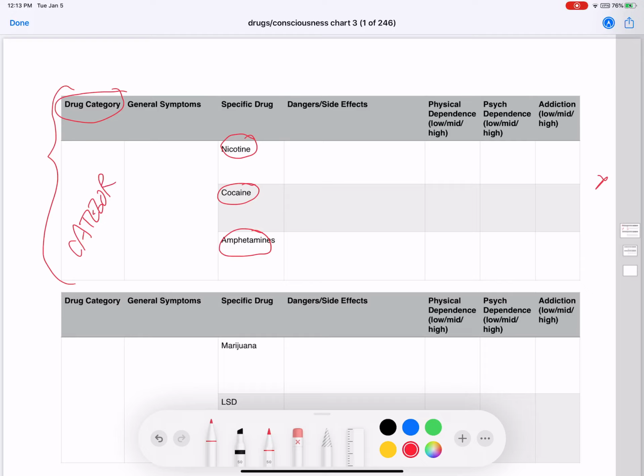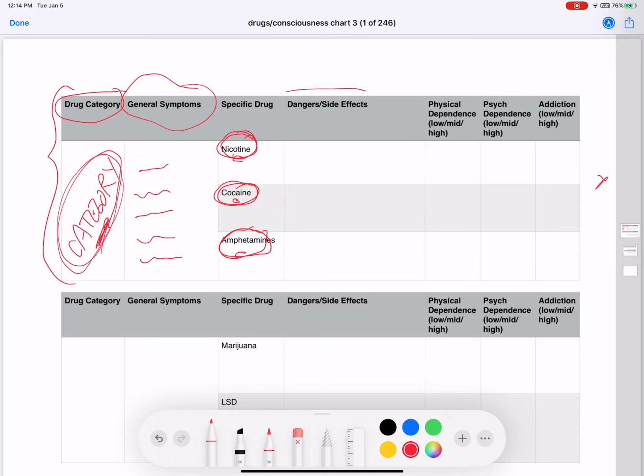So we're going to be looking at there are amphetamines, there are depressants, there are hallucinogens, and so on and so forth. So you're going to have to figure out which category do these 3 drugs fall under, and that's what goes in that first box. The second box, general symptoms. This is where you're just going to be writing down some general effects that the drug has. So not necessarily nicotine, cocaine, and amphetamines individually, but just generally speaking, this whole category of drugs, what are some effects that these types of drugs have on people? What symptoms do you have whenever you use these drugs?